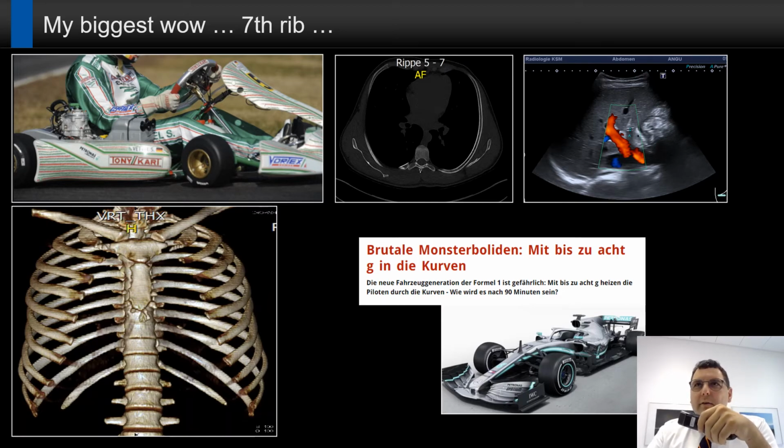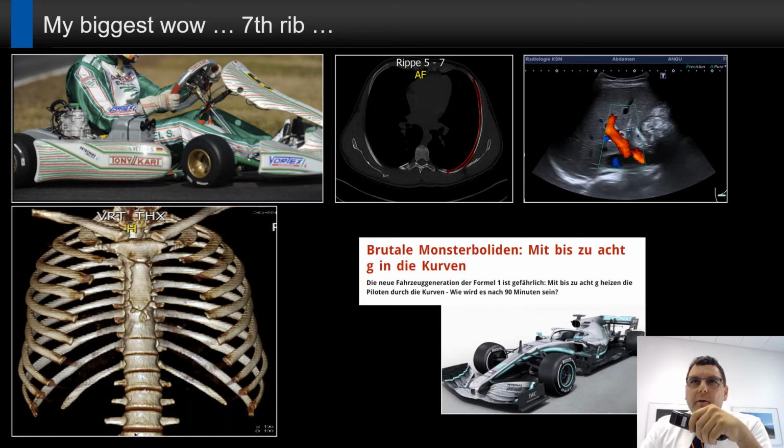It was exactly on the 7th rib, and we did a CT to rule out any internal injury to the spleen and to the liver and so on. But on the 7th rib, we could not see anything. We also did an ultrasound in addition, just to be sure in this patient, and I also did ultrasound of the rib. I could not see anything.